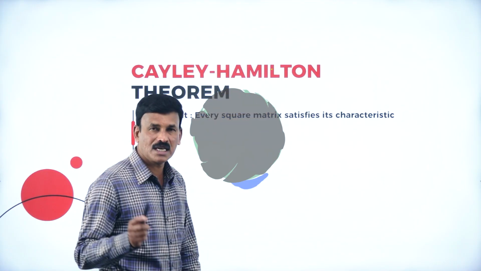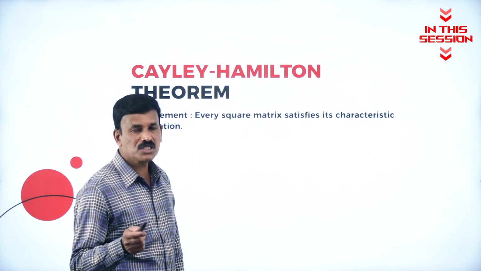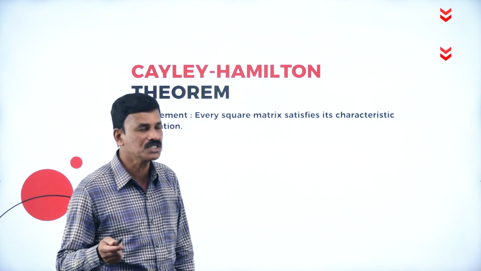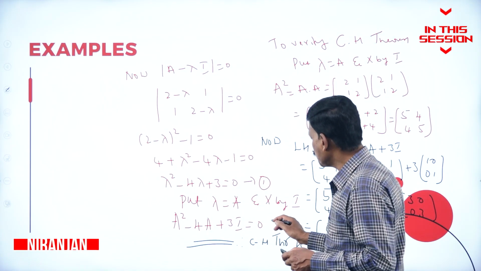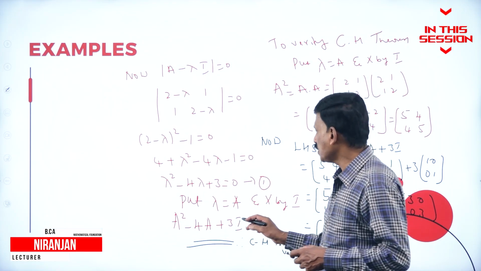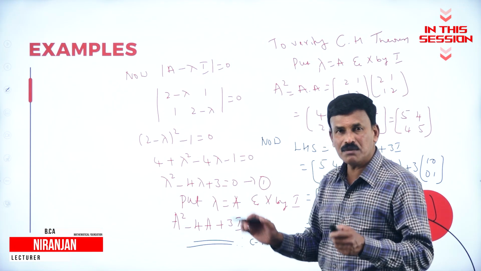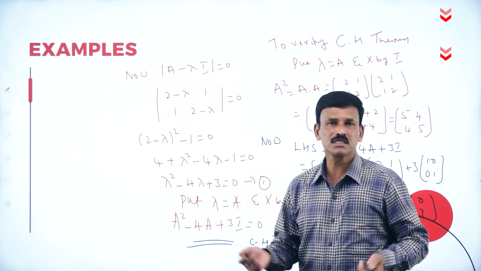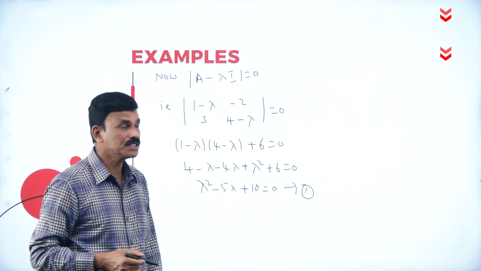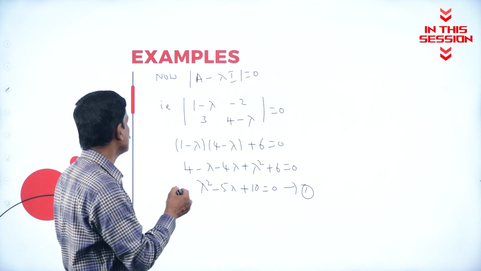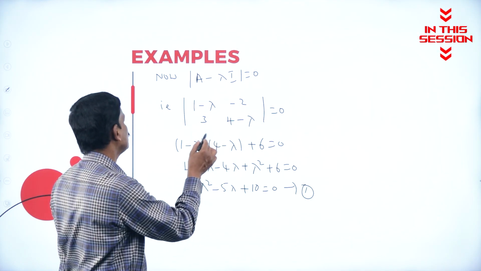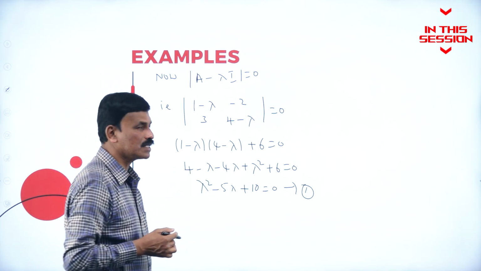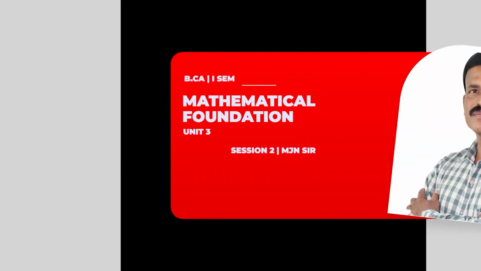The statement for Cayley-Hamilton theorem is every square matrix A will satisfy its characteristics equation. If the given equation is equal to 0, A square minus 4A plus 3I is equal to a null matrix, then we can say Cayley-Hamilton theorem is verified. The characteristics equation is determinant of A minus lambda I is equal to 0, that is 1 minus lambda, 2, 3, 4 minus lambda. If we simplify, we'll get lambda square minus 5 lambda plus 10 is equal to 0.